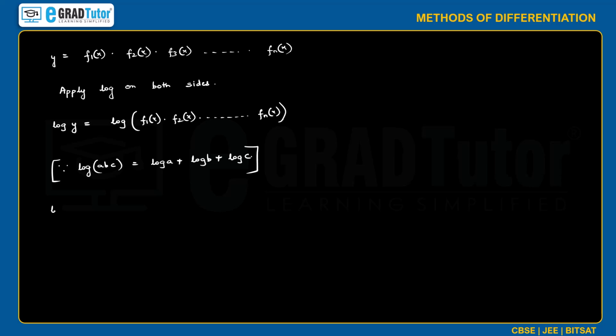So log y will now be nothing but log of f1 of x plus log f2 of x plus so on plus log fn of x. Alright, is this clear? Now differentiate. Use the chain rule. Differentiating log y gives 1 by y into dy by dx.